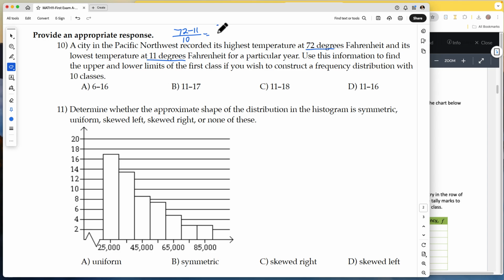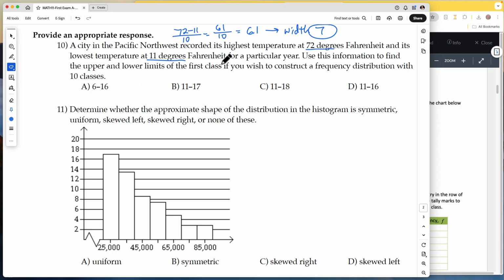So that's going to give us 61 divided by 10. Plug that in your calculator. Notice whenever you're dividing by 10, you move the decimal over one place. So this is going to be 6.1. We round up to the next highest number so we can include everything. So that's going to give us a class width of 7 is what we're going to use.